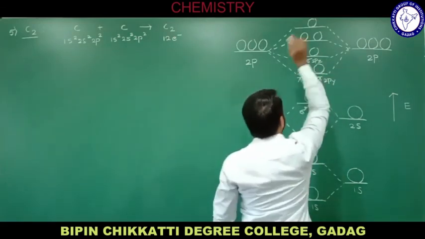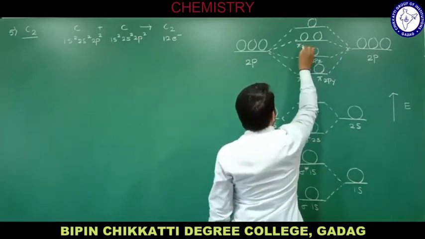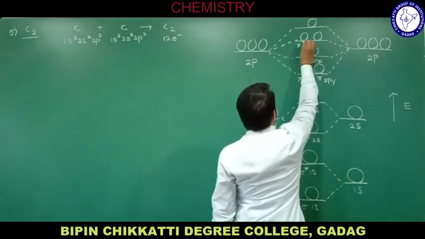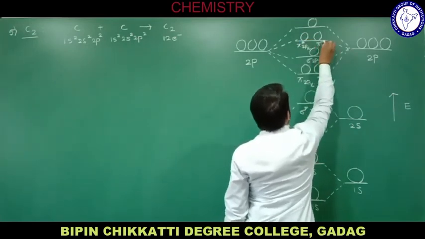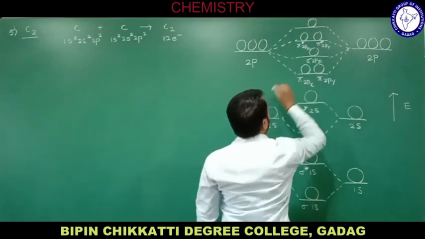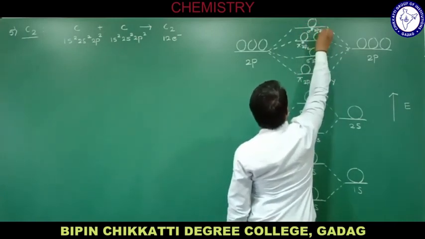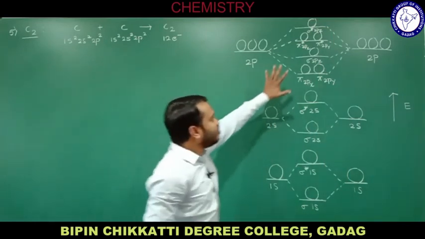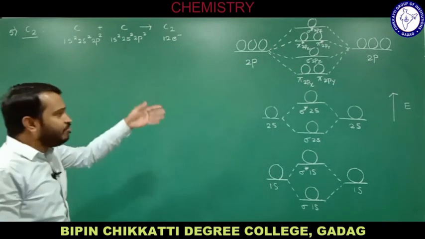So next I will come to the anti-bonding molecular orbitals. These two are pi, therefore I will write pi 2px star and this is pi 2py star, and the one above, that is sigma star 2pz. So these three are bonding and the above three are anti-bonding molecular orbitals. That is the empty energy level diagram.